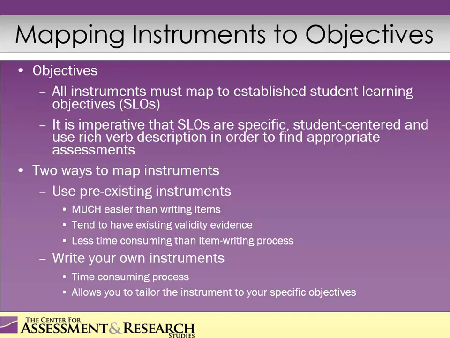There are two ways to map instruments to objectives. First, you may use pre-existing instruments that assess your construct of interest. This process is much easier than writing your own items, and pre-existing instruments tend to have existing validity evidence, so it's much less time-consuming. Another way to map instruments is to develop your own measure. This is very time-consuming, and it can take months or even years to complete. However, there are benefits to tailoring items to your specific objectives. If you do choose this process, be aware that instrument development is an iterative process that requires much revision.